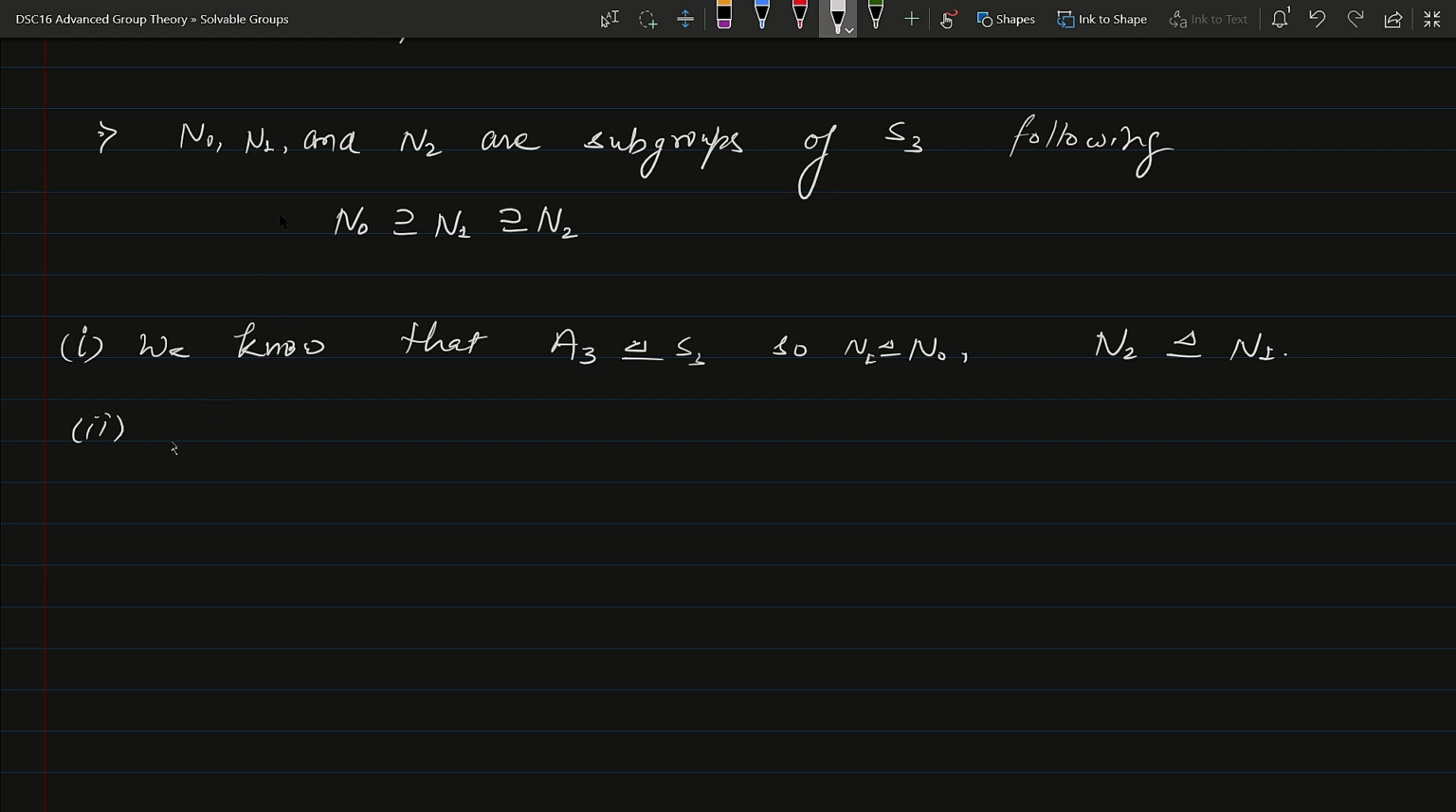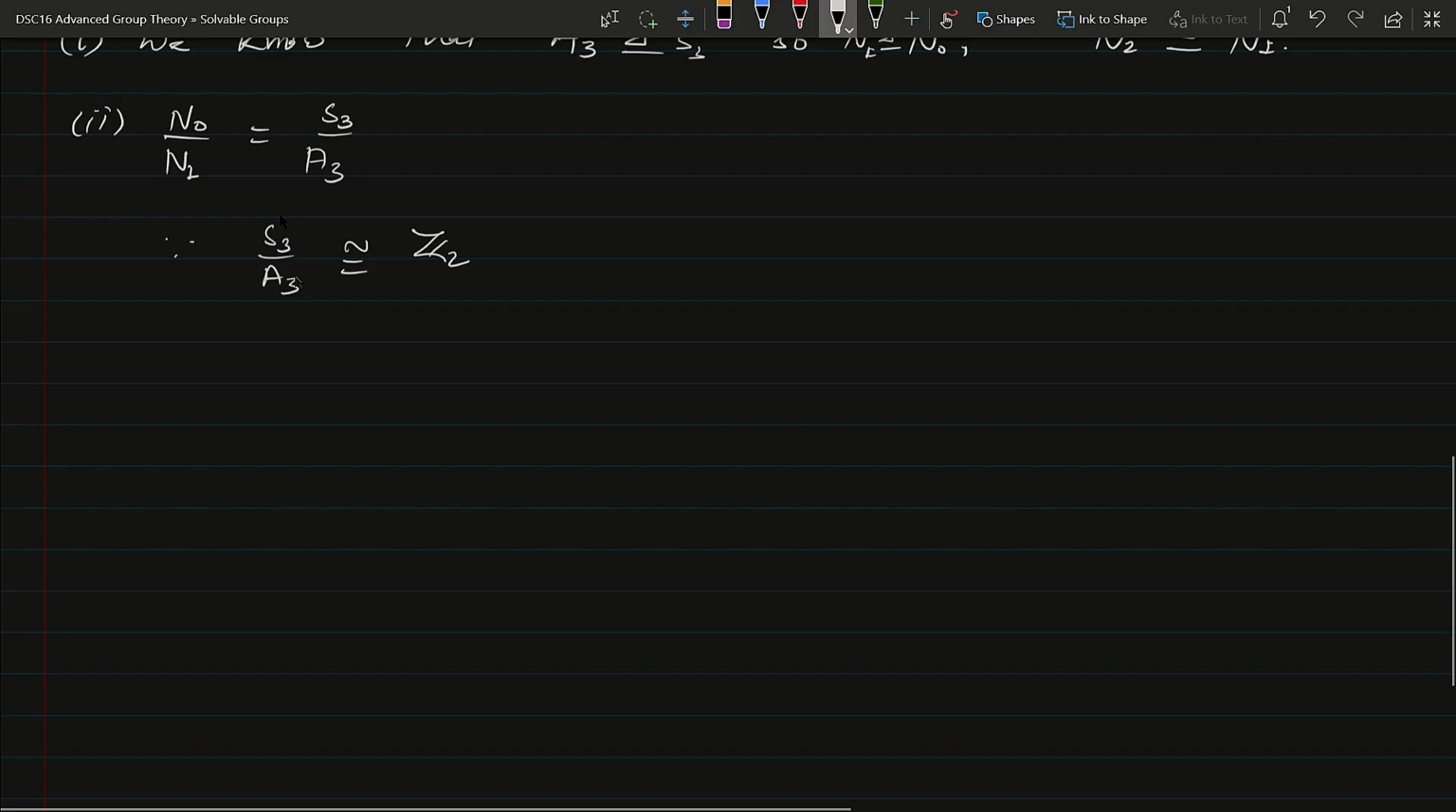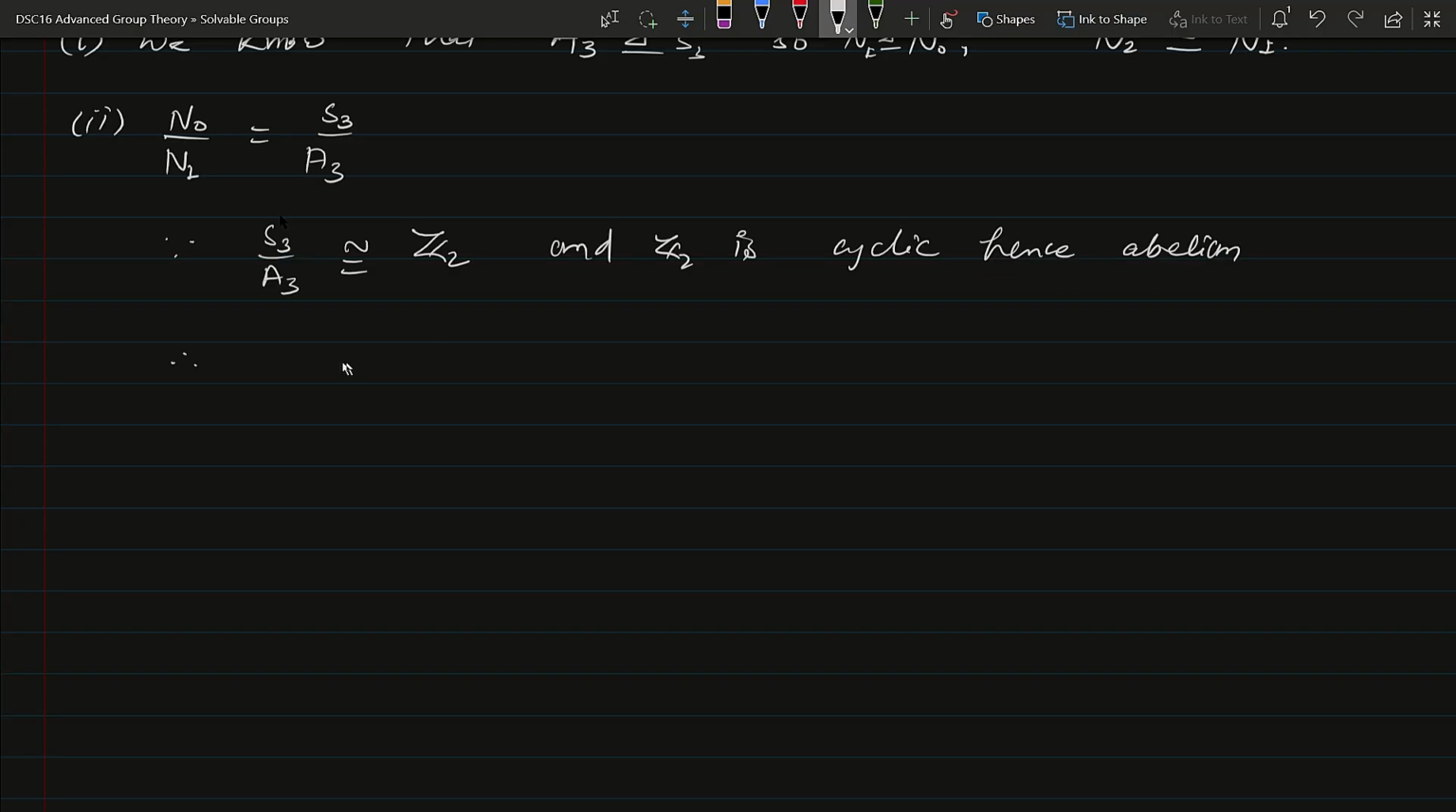Then let us talk about N0 over N1. This is the same as S3 over A3. The order of S3 is 6 and the order of A3 is 3, so the order of this quotient group will be 2. And every group of order 2 is isomorphic to Z2, and Z2 is cyclic, hence abelian. Cyclic implies abelian. Therefore S3 over A3 is abelian.